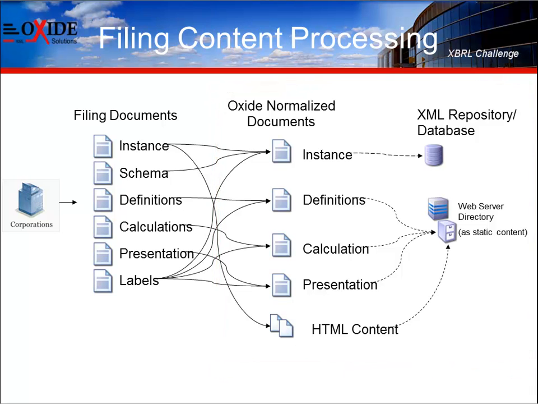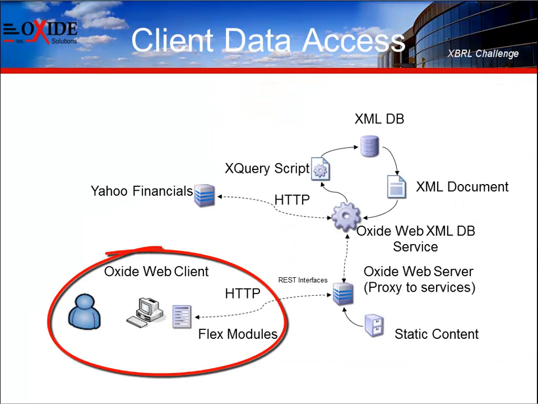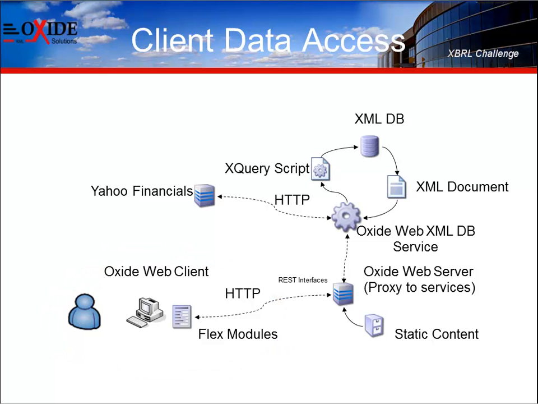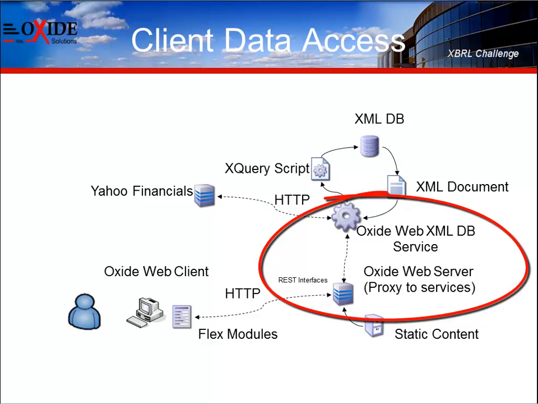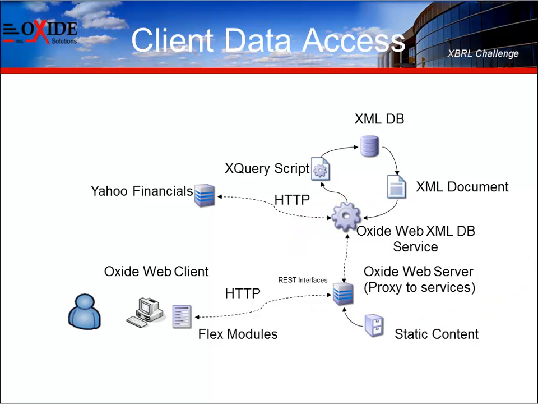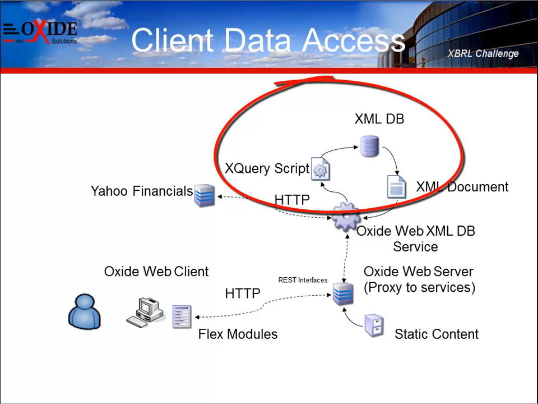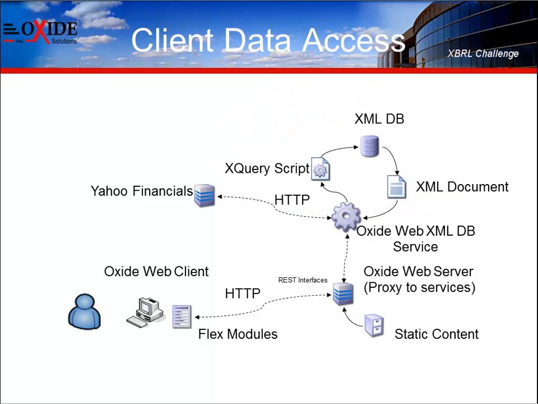The OXIDE client is a set of Adobe Flex modules plugged into a simple user interface framework. The modules access the web server through a REST interface, which in turn accesses one of the distributed services supporting the OXIDE Web. Depending on the desired data, an XQuery script is run against the XML database, or static content is returned from the web server file system.